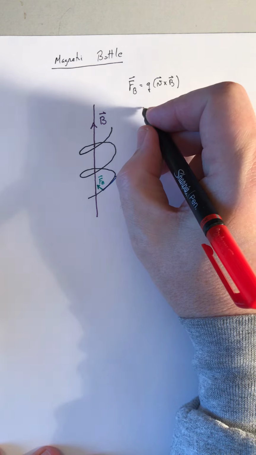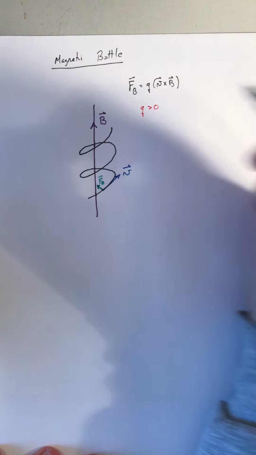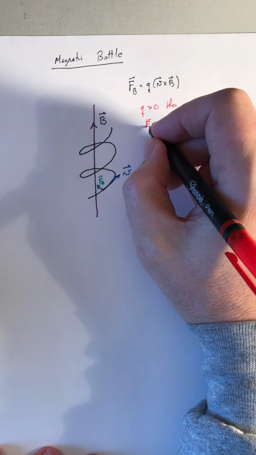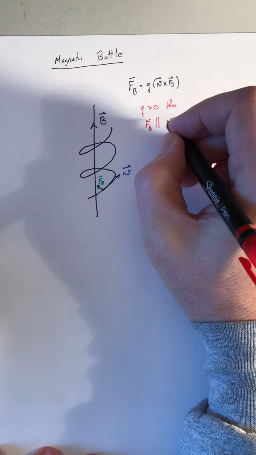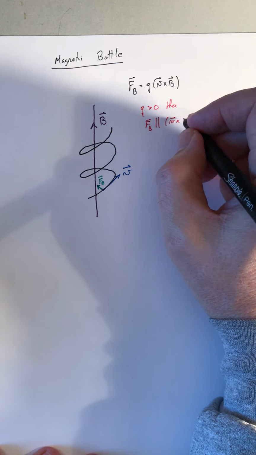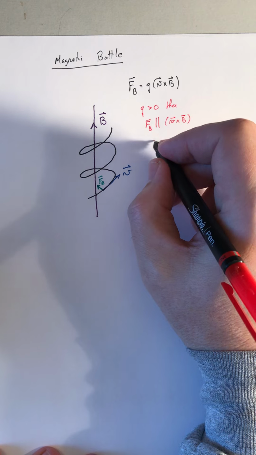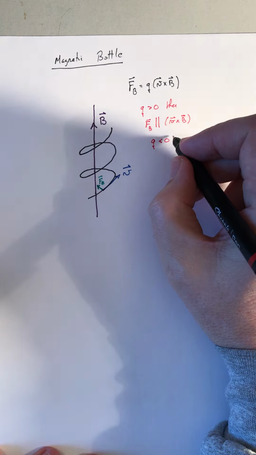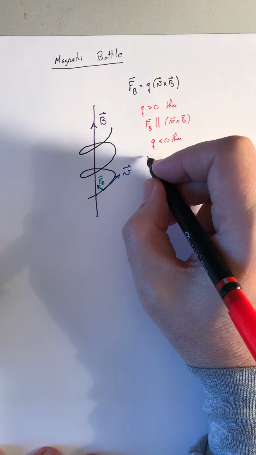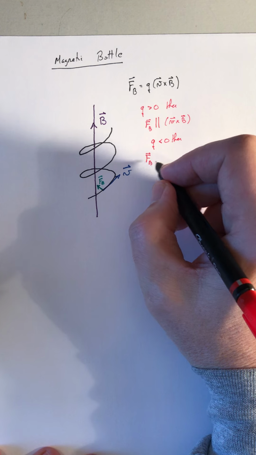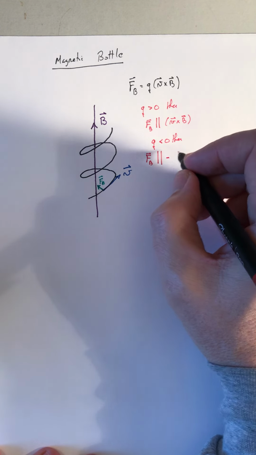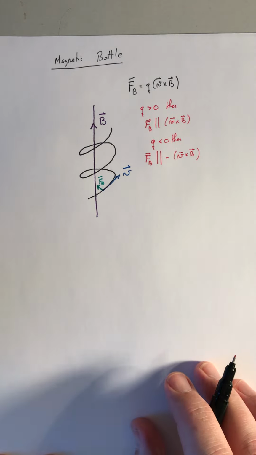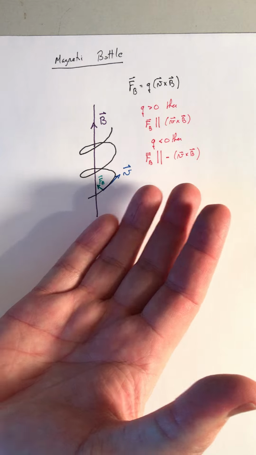And just to highlight that, if Q is positive, then we'll know the magnetic force is parallel to V cross B. And if Q is less than 0, so it's negatively charged, then the magnetic force will be parallel to minus V cross B. All right? So let's see what direction V cross B points.